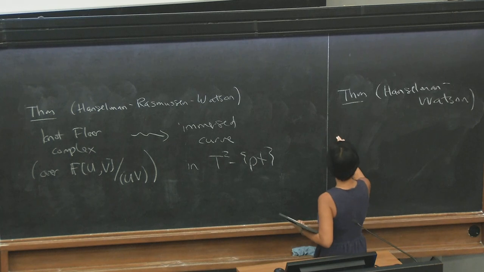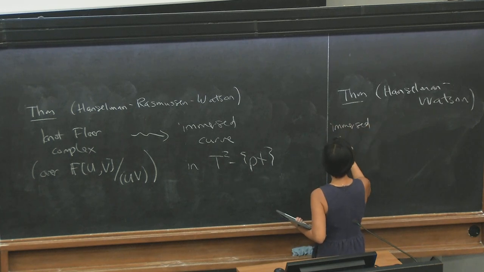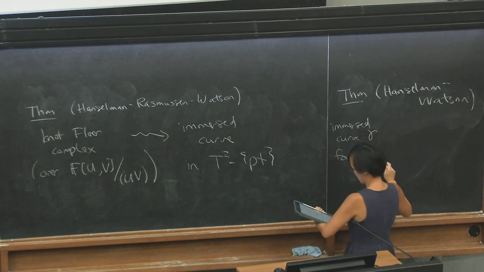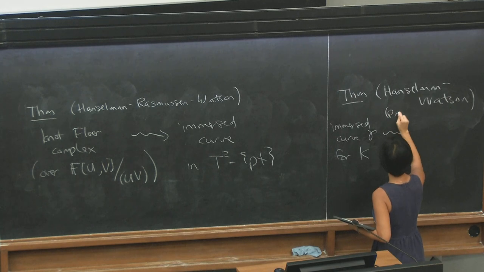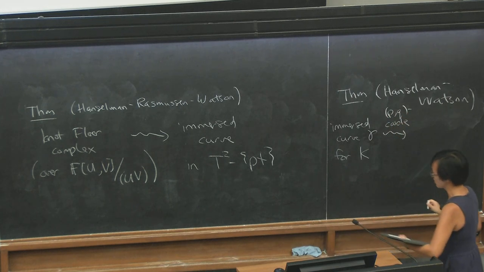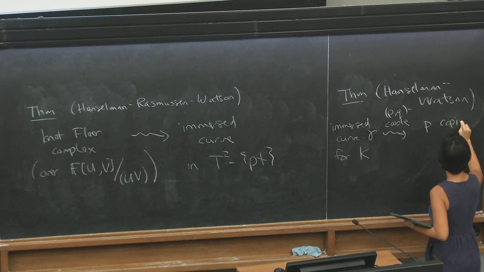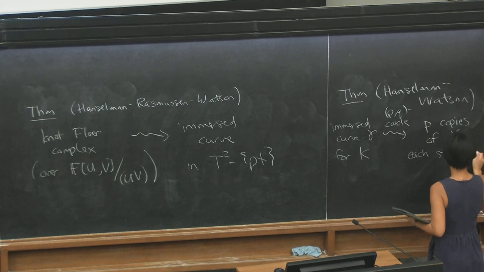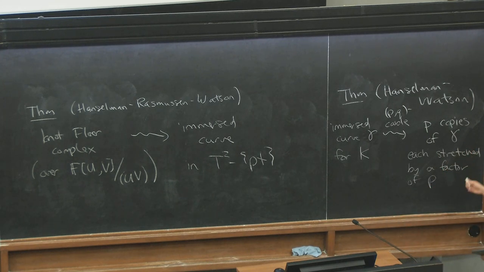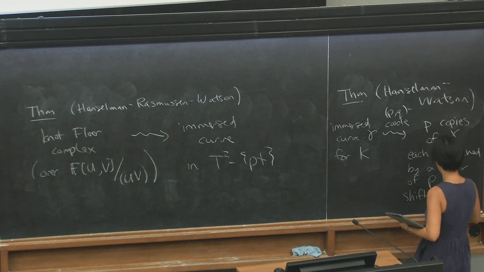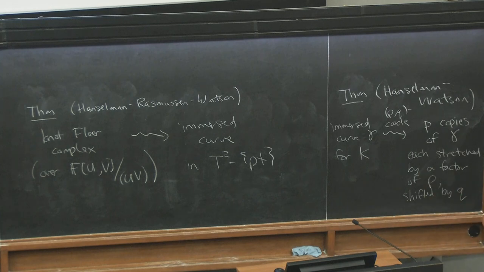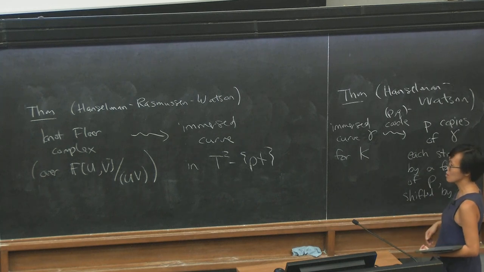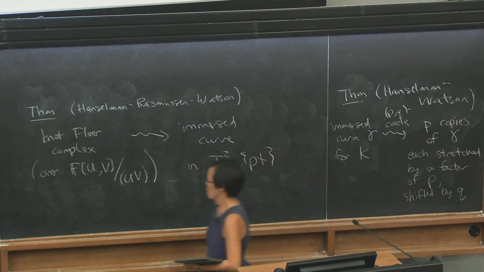which says that if you want to take the cable of K, you take the immersed curve gamma that's associated to K. And if you want to take the (p,q) cable, you take p copies of gamma, each stretched by a factor of p, and then you shift them by a factor of q, and then you connect them up in some certain way and then smoosh them. So maybe that's best illustrated by an example.